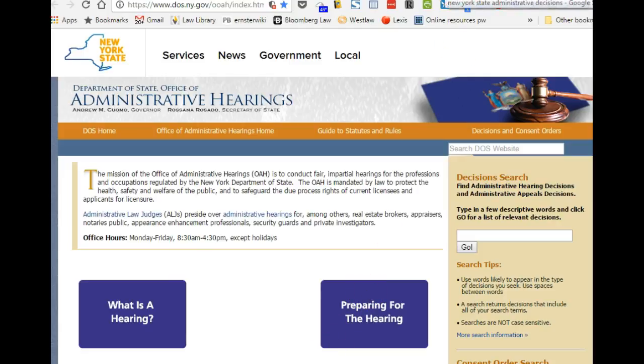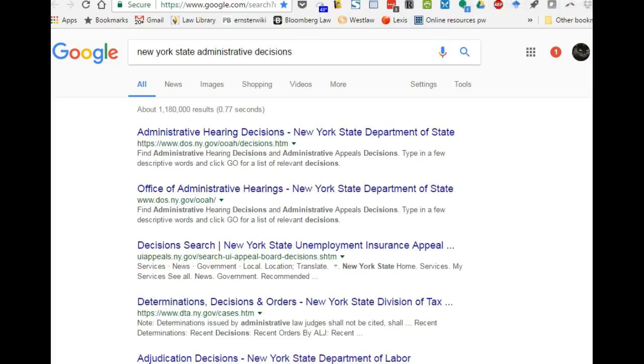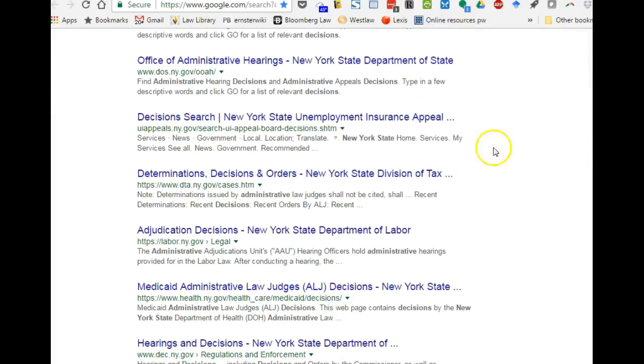And one other useful way to find some of those state agency decisions is good old Google. You can see I just searched New York State Administrative Decisions, and I got a whole bunch of different ones. I might also use the word opinions as an alternative. So we see the Department of State. We see unemployment insurance. So you see the different agencies. This one is Division of Tax and Labor.